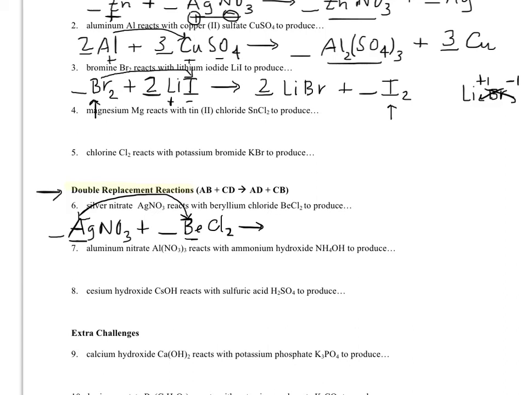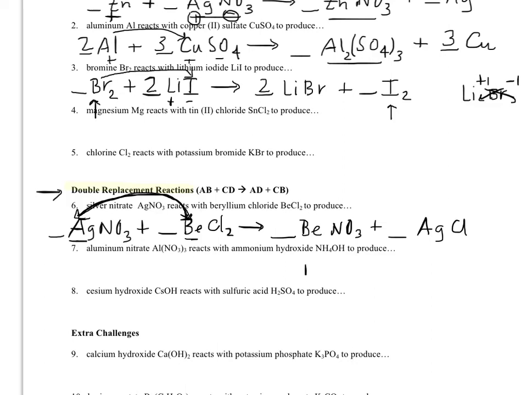So what that means is that the beryllium is going to come over and take the place of the silver. So we'd have beryllium combining with NO3, right? And then the silver is going to come over and take the place of the beryllium. So we'd have the silver combining with the chlorine. Now again, whenever we smush things together, we've got to swap and drop to see how many are going to combine with each other. Right?